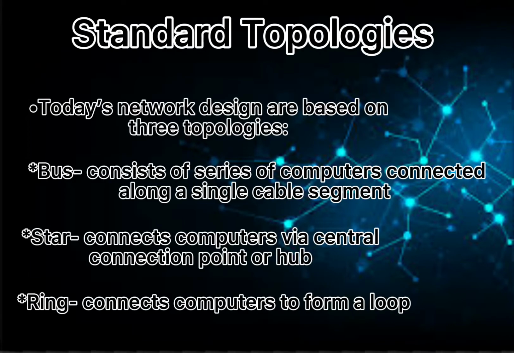Standard topologies. All network designs in use today are based on three topologies: bus, star, and ring. A bus consists of a series of computers connected along a single cable segment. The topology of computers connected via a central concentration point or hub is a star. Computers connected to form a loop create a ring.